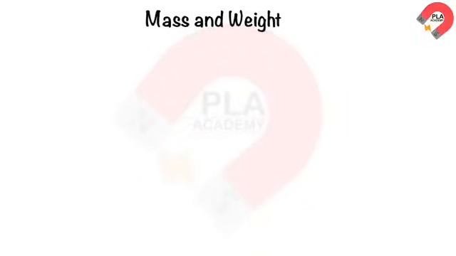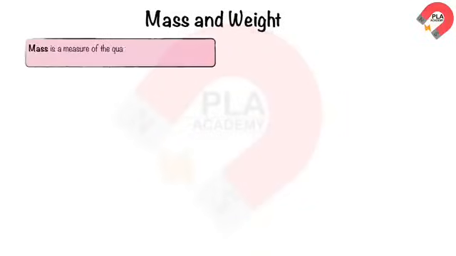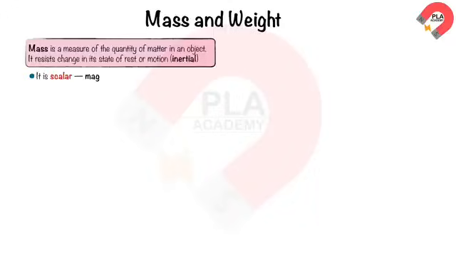Mass and weight. Mass is a measure of the quantity of matter in an object. It resists change in its state of motion. This is called inertia. Mass is a scalar quantity, with only magnitude. Its unit is kilogram. Mass is constant anywhere in the universe.